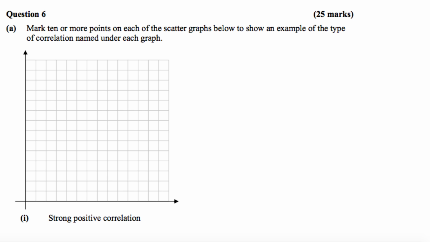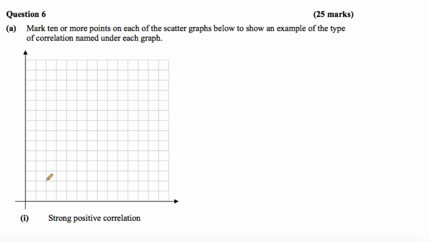So this is the 2015 Leaving Cert Ordinary Level Paper 2, and we're looking at question number 6. Part A says, mark 10 or more points on each of the scatter graphs below to show an example of the type of correlation named under each graph. So we have to put 10 or more points on here to show a strong positive correlation. Well, a strong positive correlation would be points that go from the bottom left up to the right, and they are in a fairly straight line.